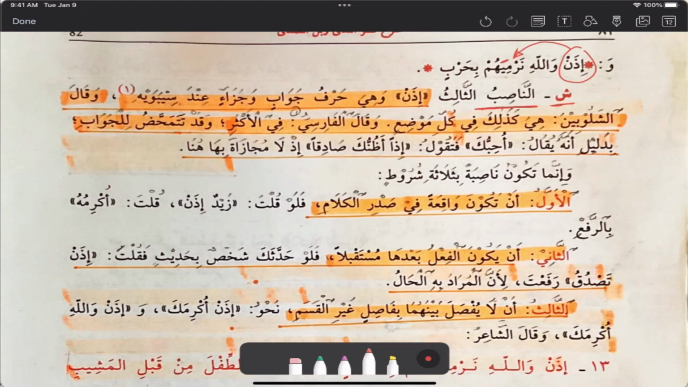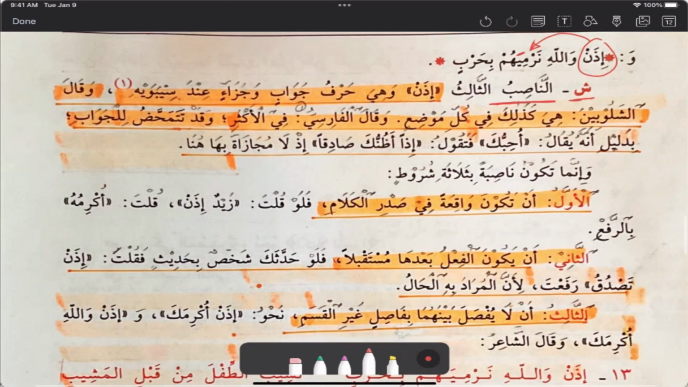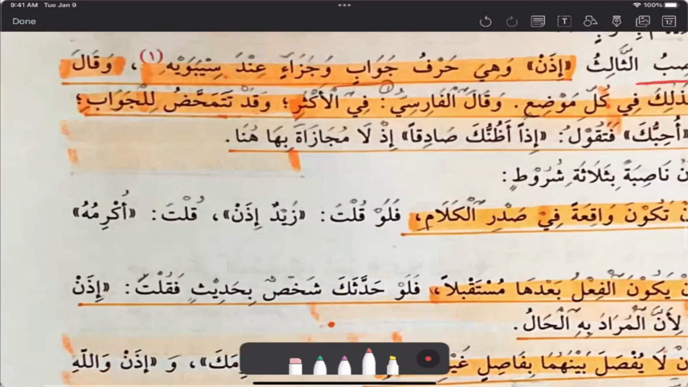وهي حرف جواب وجزاء عند سيبويه. It is a particle of response. Harfu jawab. It's a responding particle. Wajaza, and it's a reciprocating particle. A reciprocating particle, according to Sibawayh.